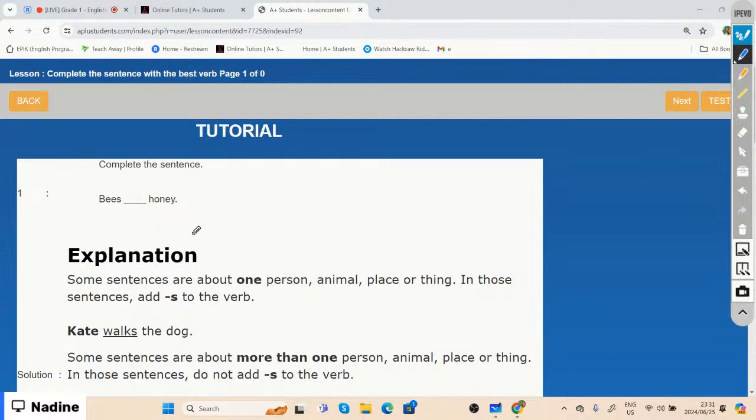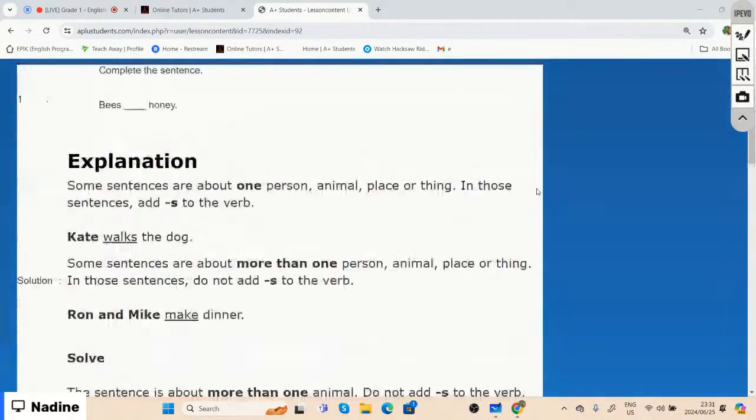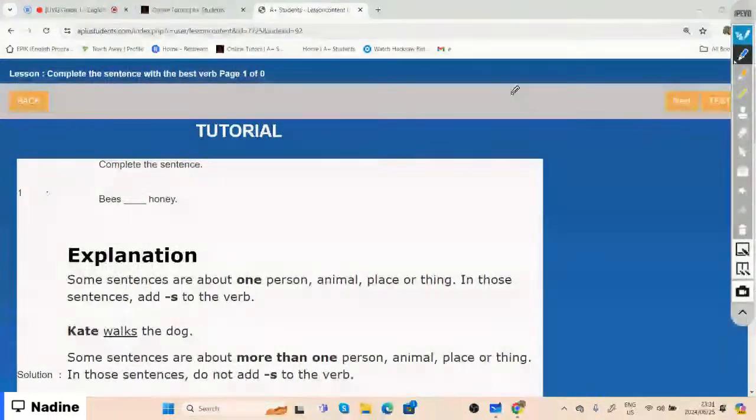It says complete the sentence. Bees, honey. Bees, right? Bees are more than one, right? So bees are more than one. So do we say bees make honey or do we say bees mix honey?